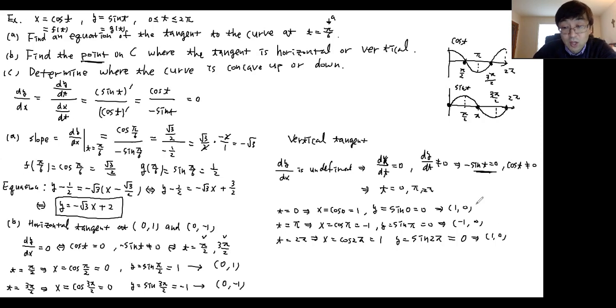So what does it mean? We have two points, (1, 0) and (-1, 0), because the bottom (1, 0) is exactly the same as the first one. So we have vertical tangent lines at two points, (1, 0) and (-1, 0). This is the answer of B.